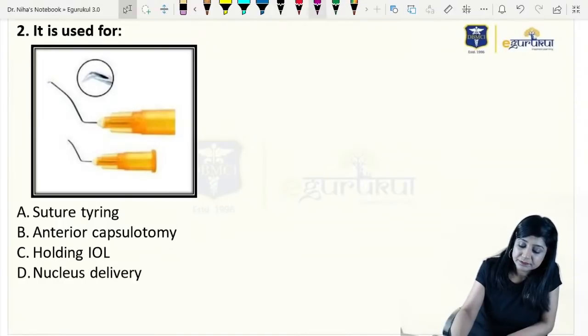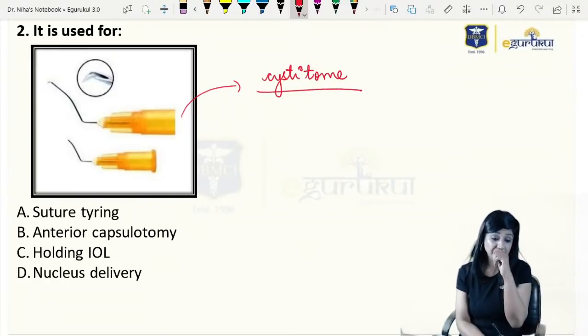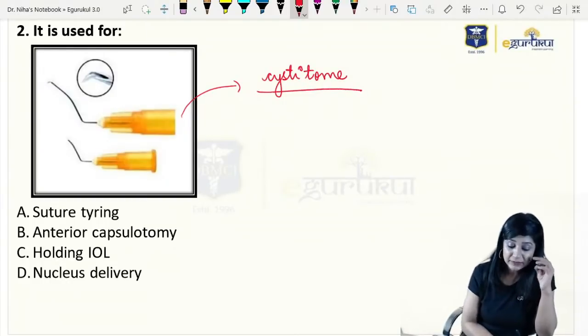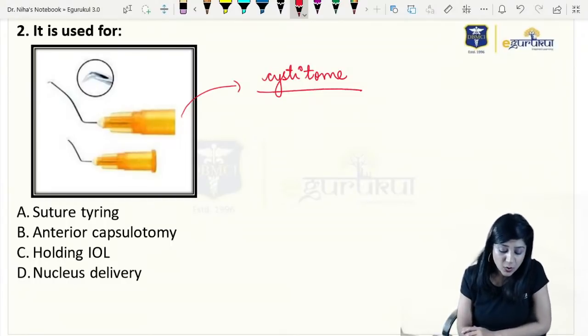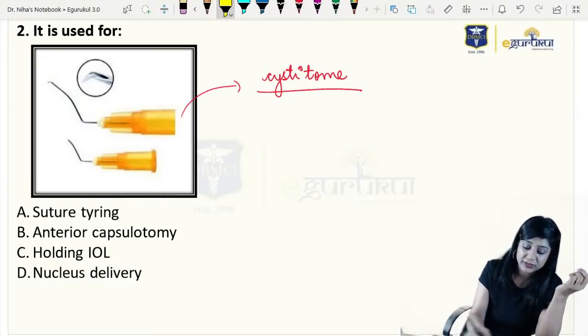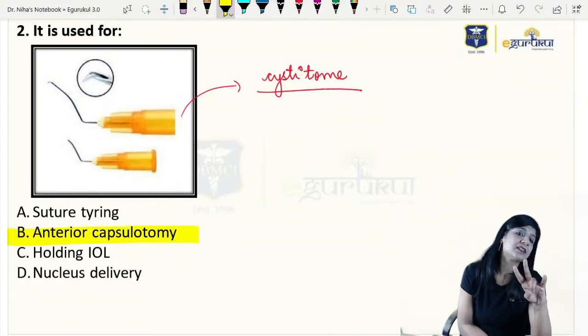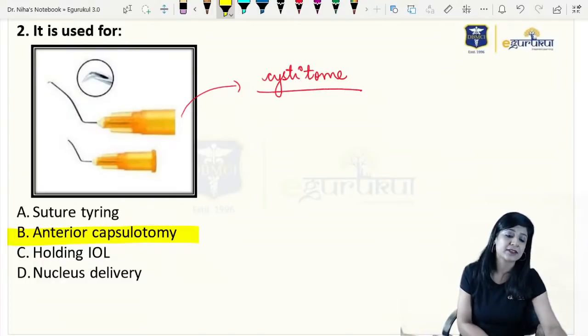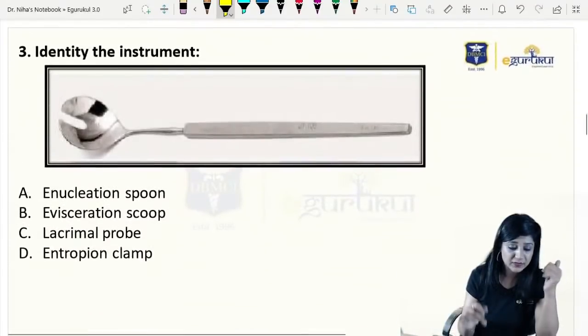Now look at the second one. What is this? This is your cystitome. Now can you tell me what is the answer here? It is used for suture tying, anterior capsulotomy, holding the IOL or the nucleus delivery. Cystitome was used for the anterior capsulotomy. We discussed the dye also and the two techniques, the continuous curvilinear capsulorhexis as well as the other one, your can-opener technique.